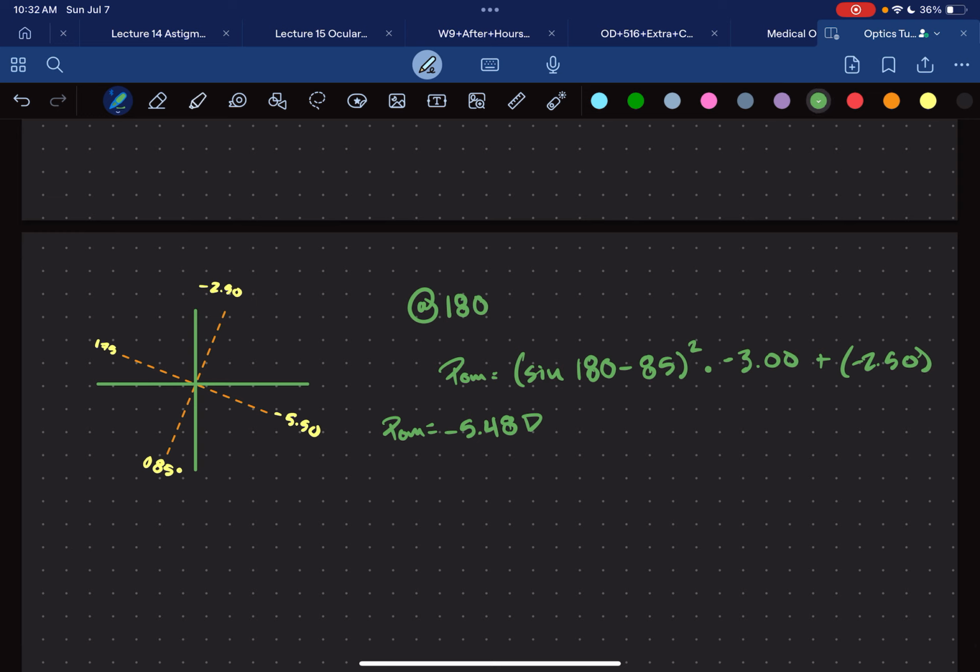Anyways, let's do it the other way. If we were to use this angle right here, that's pretty easy because the angle is just 85, since that's 0, right? Not the axis, the angle, I mean. So the power equals sine of 85, squared, times a negative 3, plus a negative 2.50.